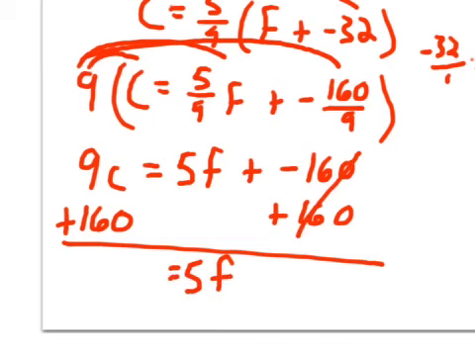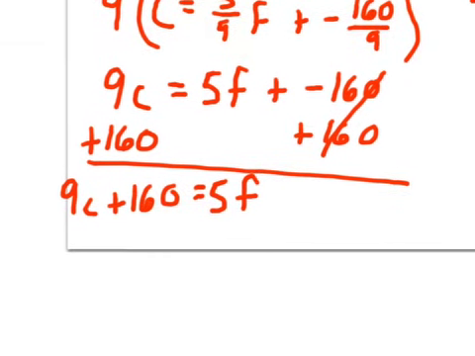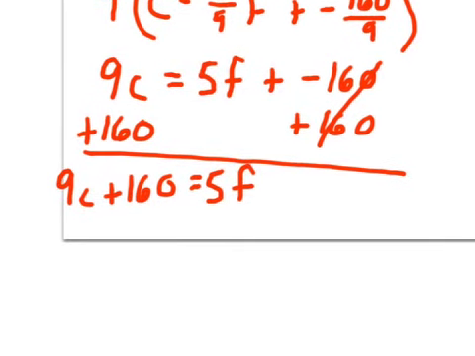Now normally, if this was 90, we could take 90 plus 160, but we know because of like terms that I can't add 9c's and 160 together. So I just have to write 9c plus 160 over here. Okay? Now the last thing I have to do to get f by itself is get rid of the 5 times f, which means I have to divide by 5. And I have to divide this whole side by 5.